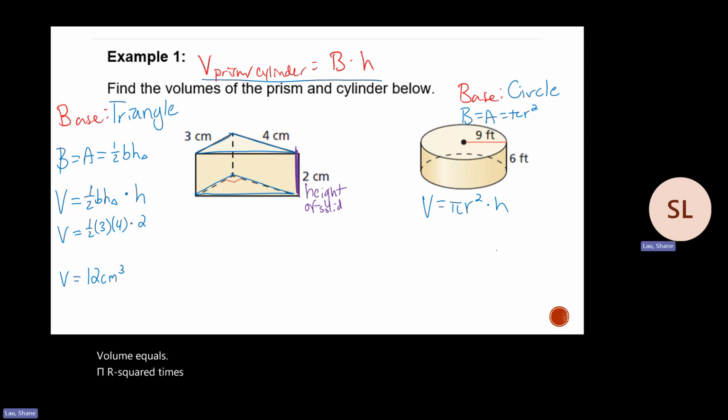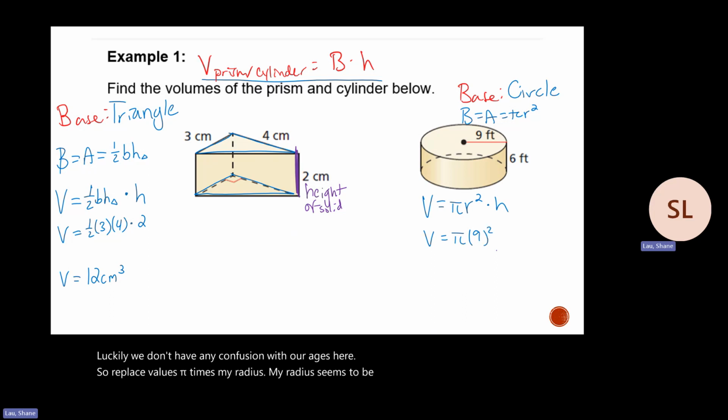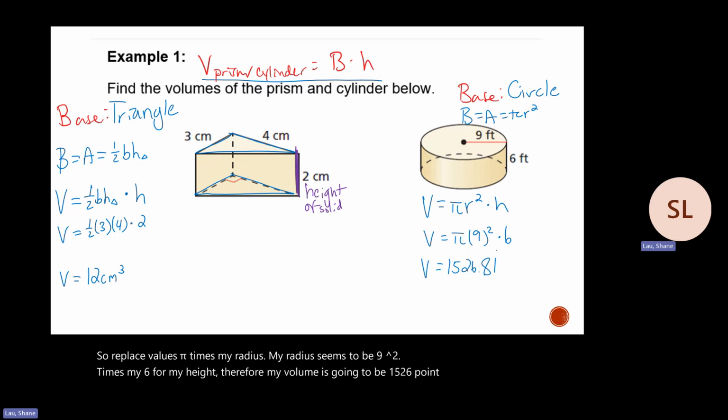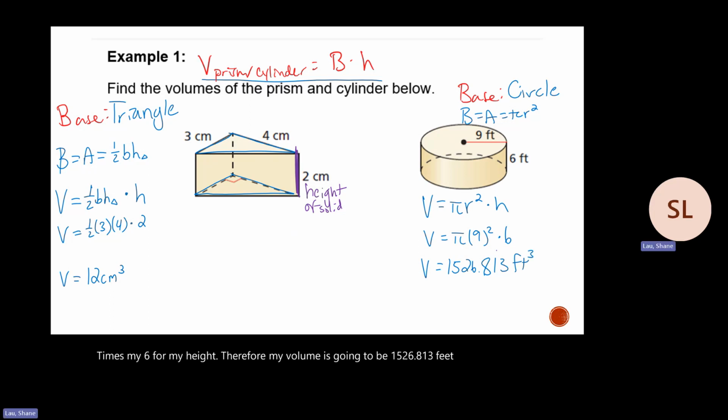Luckily, we don't have any confusion with our h's here. So replace the values. Pi times my radius, which seems to be 9, squared, times my 6 for my height. Therefore, my volume is going to be 1526.813 feet cubed.